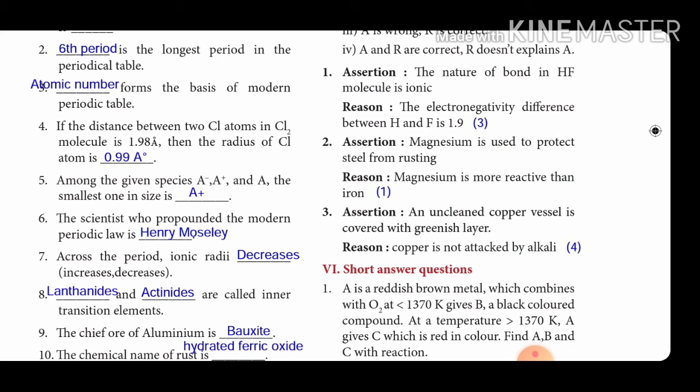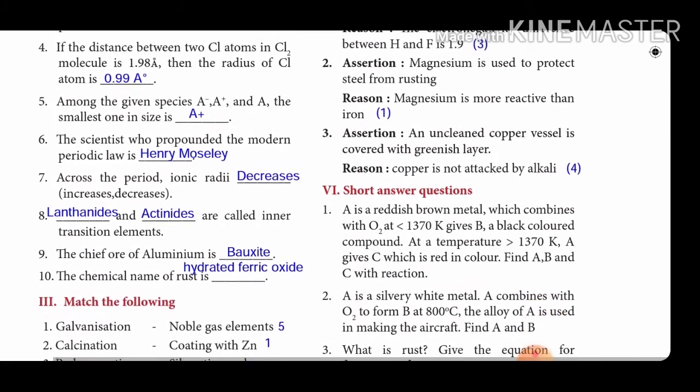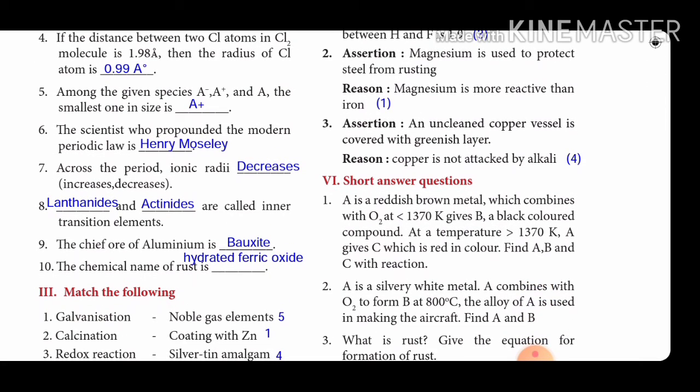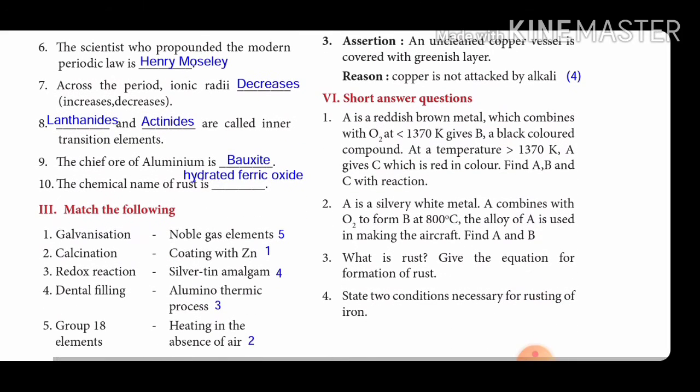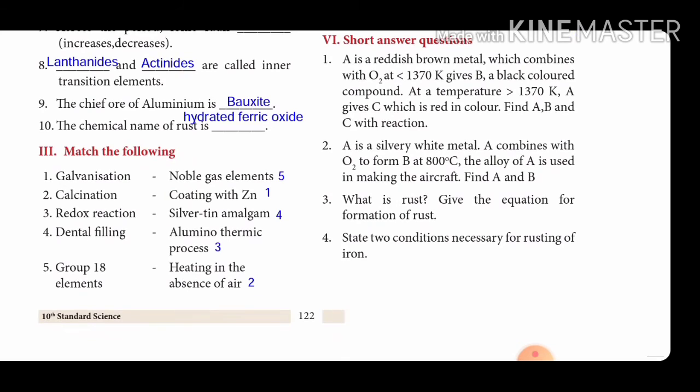Sixth one, the scientist who propounded the modern periodic law is dash, Henry Moseley. Seventh one, across the period, ionic radii dash, that is decreases. Eighth one, dash and dash are called inner transition elements, that is lanthanides and actinides. Ninth one, the chief ore of aluminium is dash, that is bauxite. Tenth one, the chemical name of rust is hydrated ferric oxide.